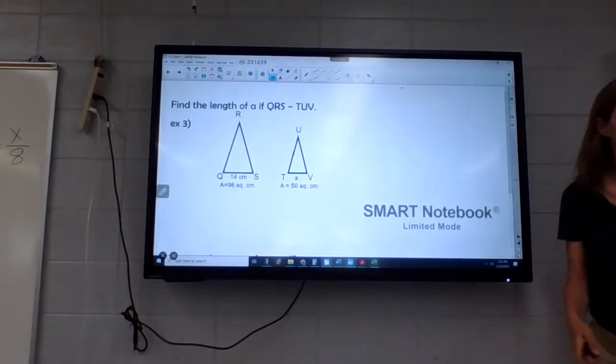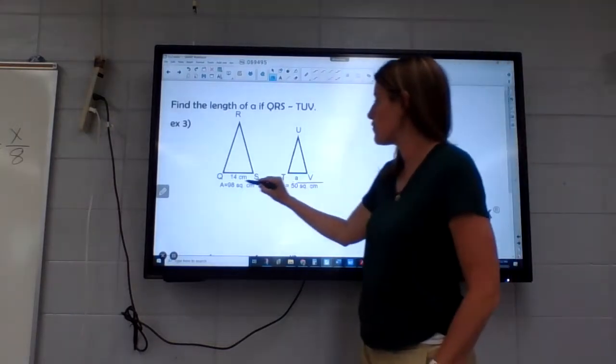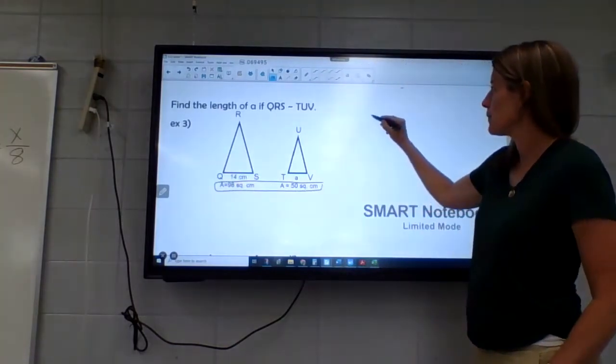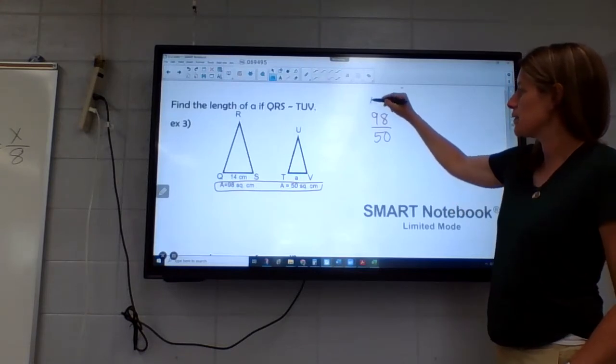Okay, so any thoughts on how to set this up? What ratio do I know? What ratio, what one do I have the two of? Yep. We can do 98 over 50. And that's the ratio of the areas.